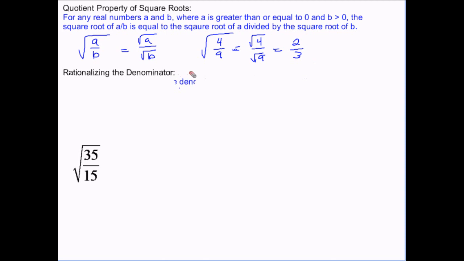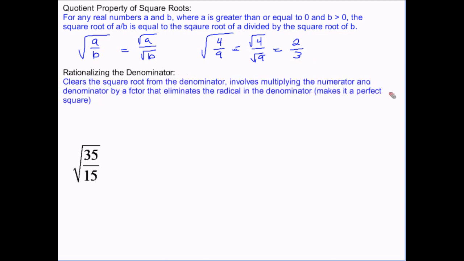Sometimes I don't have a perfect square in the denominator, and that requires me to do what's called rationalizing the denominator. To rationalize the denominator, I have to clear the square root out of the denominator. I'm not allowed to have square roots in the denominator of a fraction. It's not proper. So what I do is I multiply the numerator and the denominator by a factor that should have an a in it, that eliminates the radical in the denominator. So we're going to make it a perfect square.